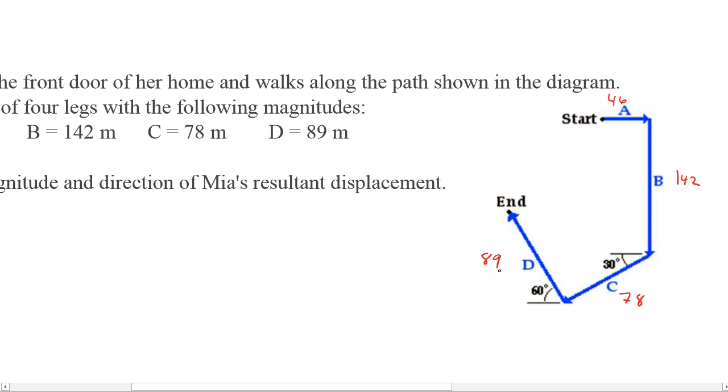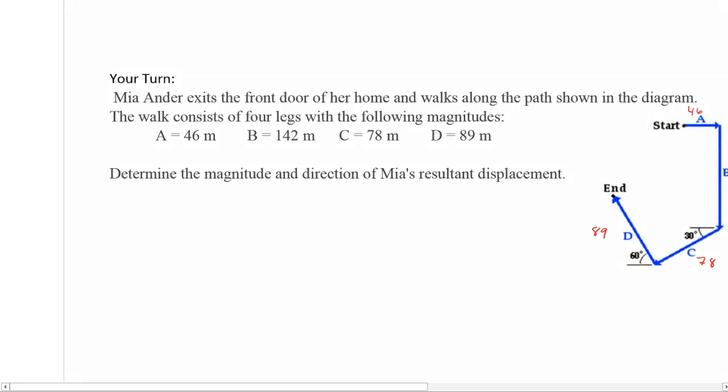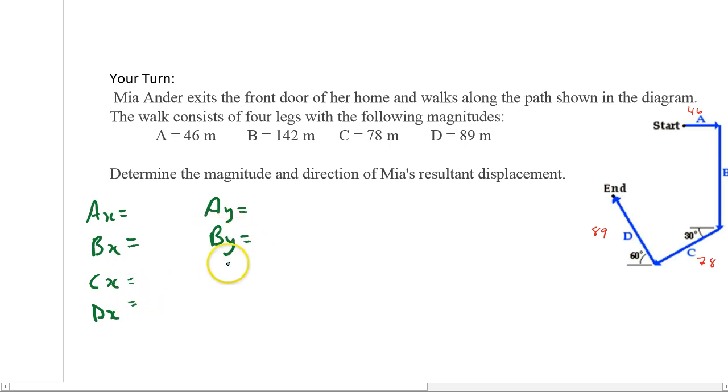Okay, so you're going to do the exact same idea. The first step is to figure out the x and the y components. So we say ax equals, and then ay equals, bx, cx, and there's d, dx. So we'll make a space first of all. And then the sum here will be Rx, and this will be Ry.